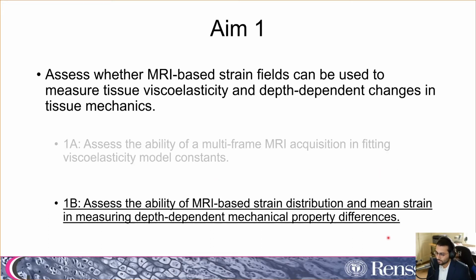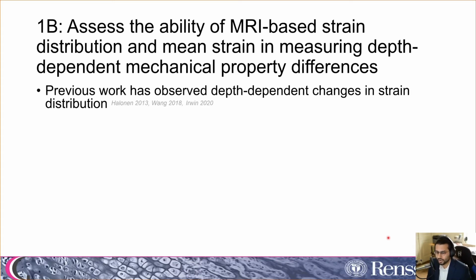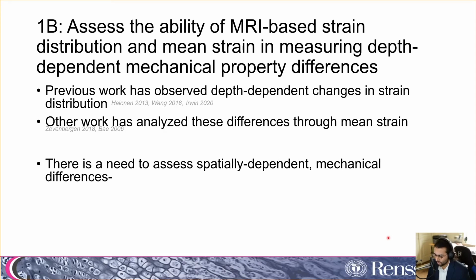We assess the ability of MRI-based strain distribution and mean strain in measuring depth-dependent mechanical property differences. So previous work has observed that there are depth-dependent changes in strain distribution: there are certain strains at different parts of the depth of the tissue, which vary depending on material properties. But other work has also analyzed these spatial differences using mean strain. So when we do need to assess spatially dependent mechanical differences, because ultimately that's what we want to do, should we be using the strain distribution or the mean strain?